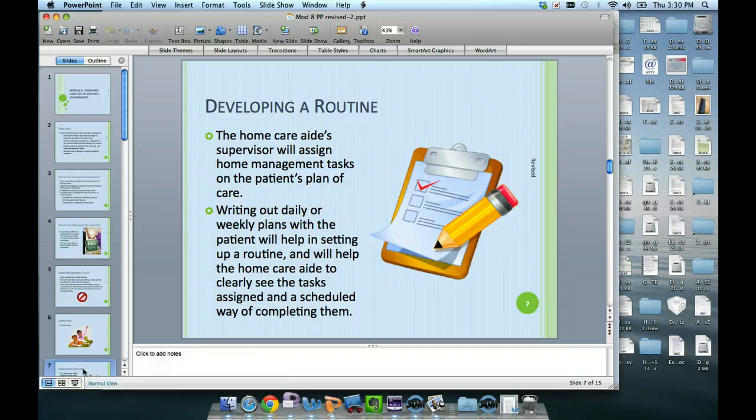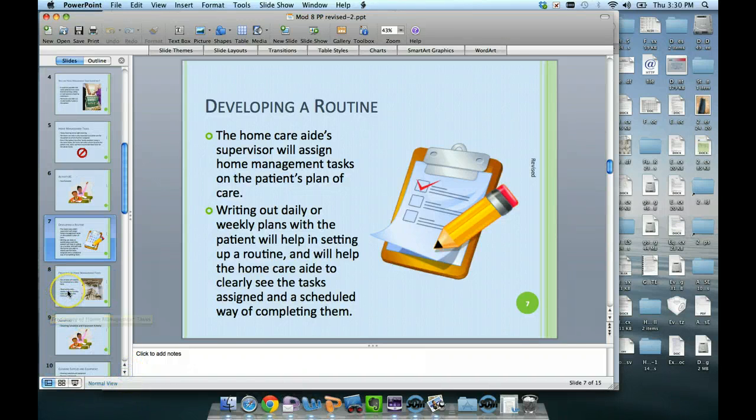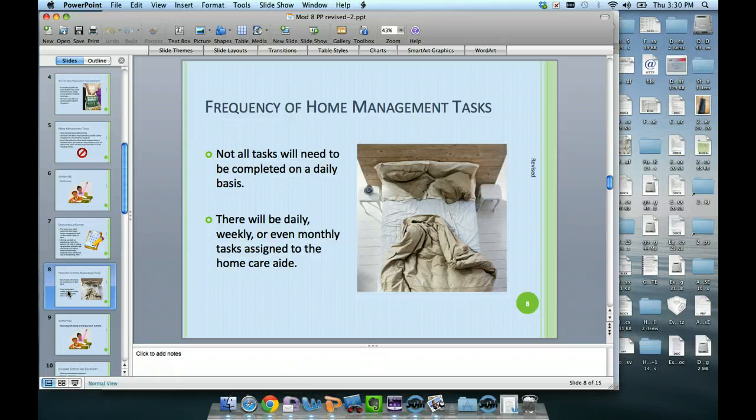So as we plan to teach our patients, it's always important that we have a routine. So you'll be assigned a patient, and then you will develop a plan of care along with the supervisor, and we'll write out what some of our daily and weekly plans will be for the patient and for the family and for ourselves. It's important that you maintain those daily or weekly activities because, as you all know, staying on a schedule is very important.